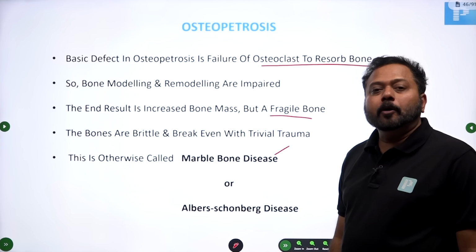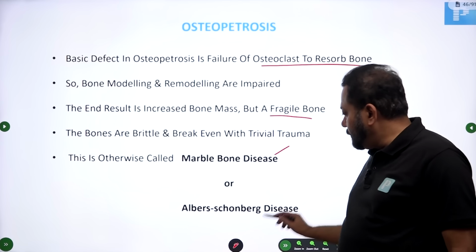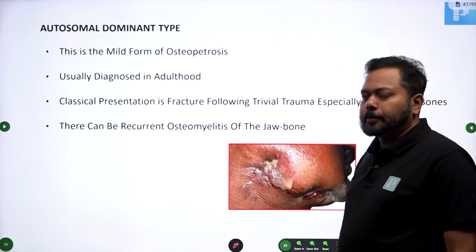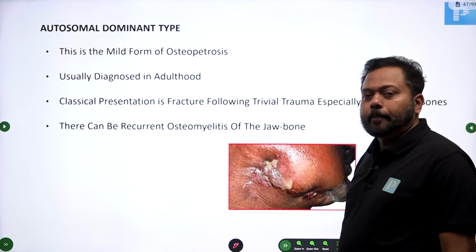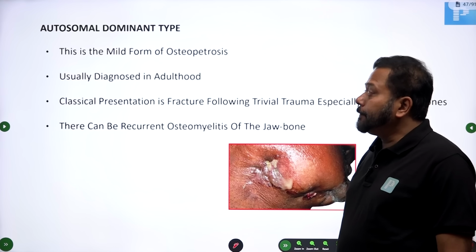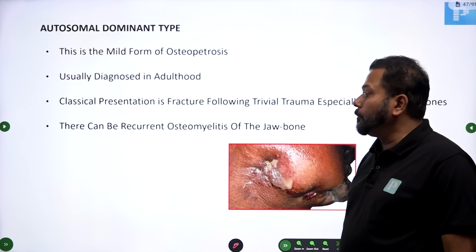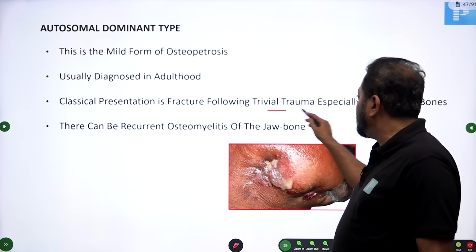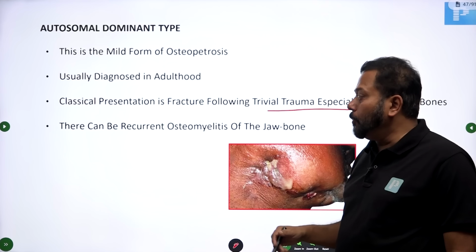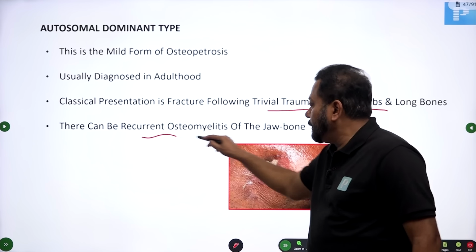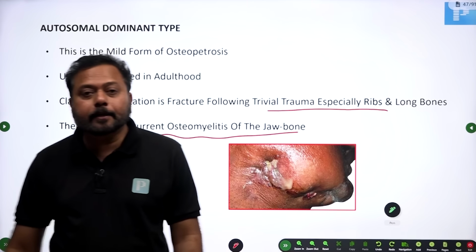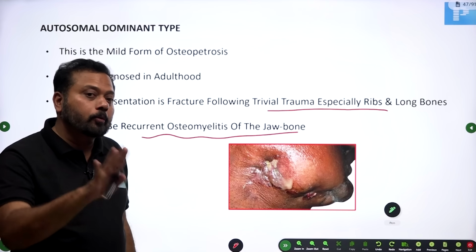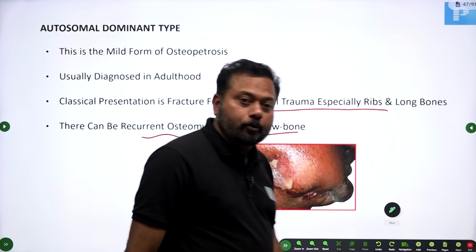Robbins pathology gives the term Albers-Schonberg disease. Okay, pathology term. It is autosomal dominant and recessive. Two forms are there. Dominant is the most common type. This is the mildest form, usually diagnosed in adulthood. Classical clinical presentation is a fracture following a trivial trauma, especially ribs and long bones. There can be recurrent osteomyelitis of the jawbone. Unexplained recurrent osteomyelitis of the mandible, jawbone, one has to suspect osteopetrosis.